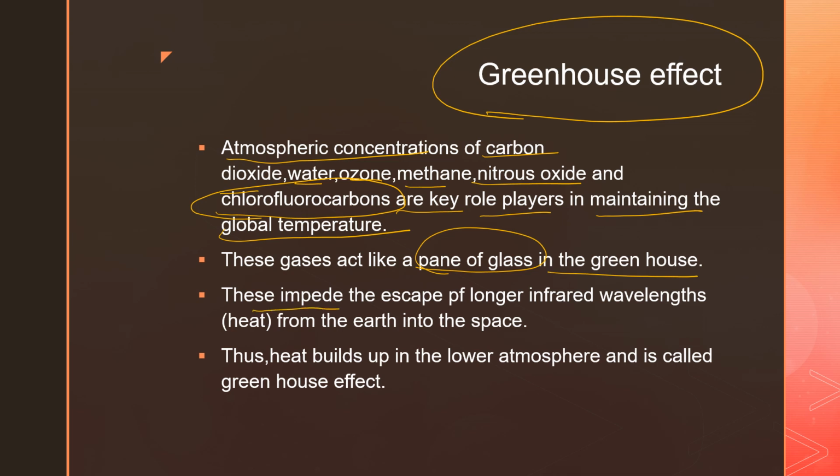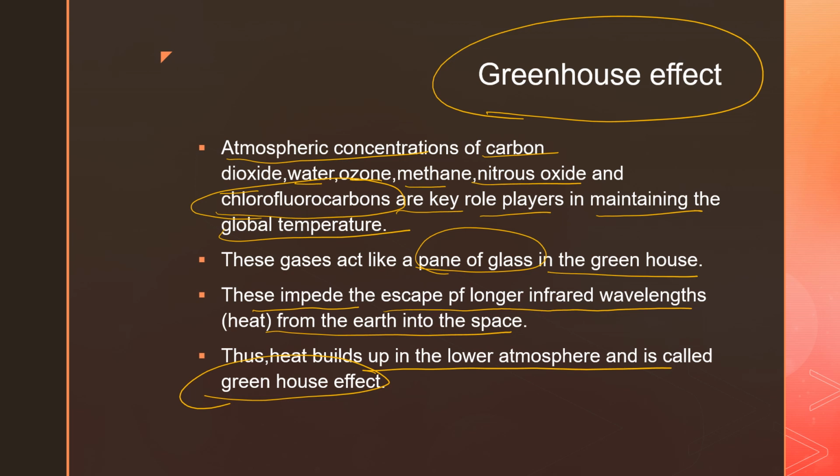These impede the escape of longer infrared wavelengths from the earth into space. So the heat is building up in the lower atmosphere. This is called the greenhouse effect. These gases are preventing the heat from moving to the upper atmosphere. So carbon dioxide, water, ozone, methane, nitrous oxide and chlorofluorocarbons are acting as a glass pane.